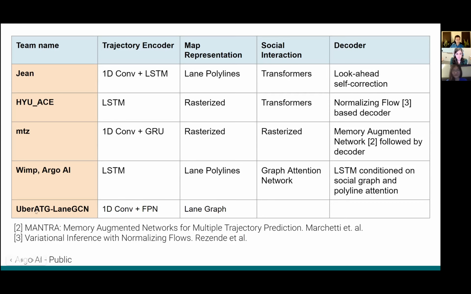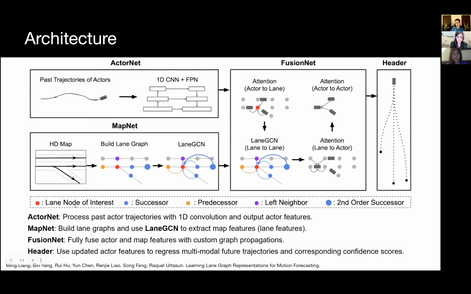And this bottom one from Uber, from Raquel, who I think is our next speaker, right, I think deserves special notice. It was one of the top methods last year, but this year, 3 of the top 5 methods build on Lane Graph Convolutional Network, LaneGCN. So I'll just give an overview of what their architecture looks like, which seems to have inspired so many follow-ups that have improved upon it even further this year.